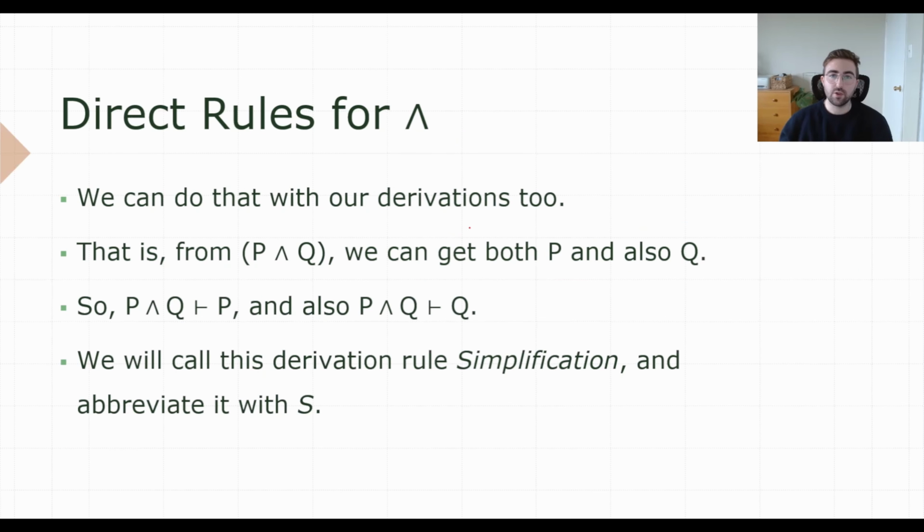We'll do that in our derivations as well. So if we have P and Q, for example, we can get both P and we can also get Q separately. So it's true that with P and Q, we can get P, and also with P and Q, we can get Q. Again, the order doesn't matter, but you have to pull them out separately. So we'll call this derivation rule simplification because we're simplifying an and claim into its parts, right? So we call it simplification, and we will abbreviate it with S in our derivations.